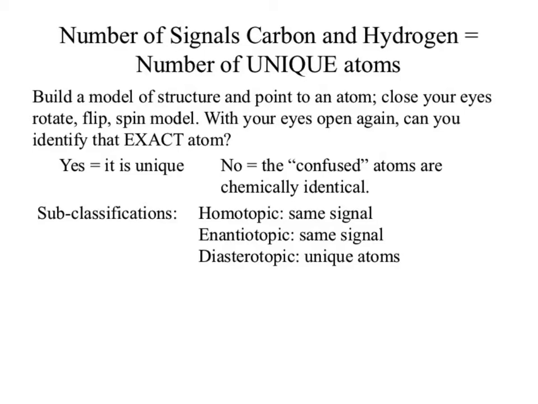Okay? Homotopic, if I look at 2 hydrogens, I can call them homotopic. They have the same signal. I could look at 2 carbons or 2 atoms, and I could identify them as enantiotopic. They'll have the same signal. If I look at 2 atoms and I can define them as diastereotopic, then those 2 atoms are unique. They have different signals. Okay?